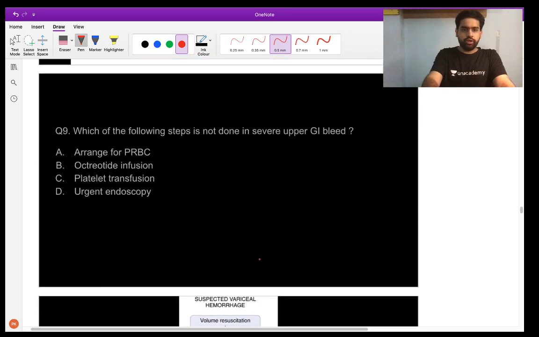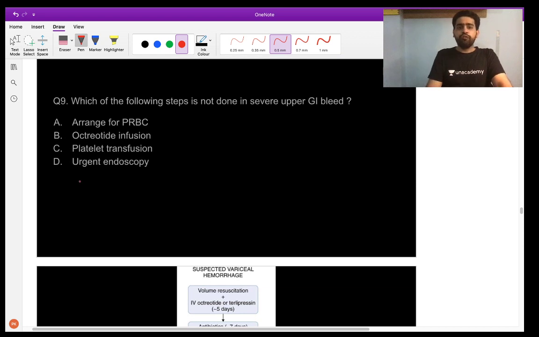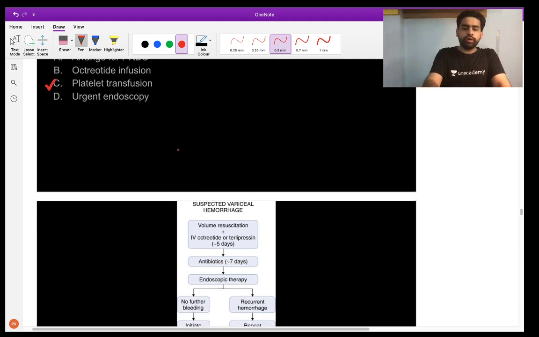testicular torsion. Now moving on to the ninth question: which of the following steps is not done in severe upper GI bleeding? So understand one thing. So okay, what is the answer to this particular question? We have the platelet transfusion. So let us have a look at the upper GI bleeding.